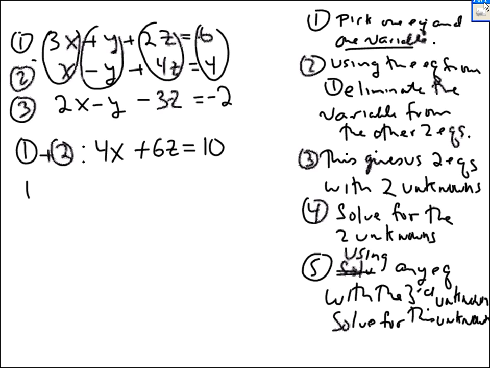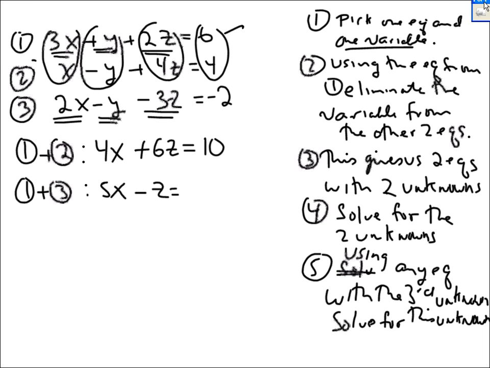Now, using equation 1, if I add equation 3, it's a similar thing. 3x plus 2x is 5x. Positive y plus negative y is 0. That's why I'm adding. 2z plus negative 3z is negative 1z. 6 plus negative 2 is 4.